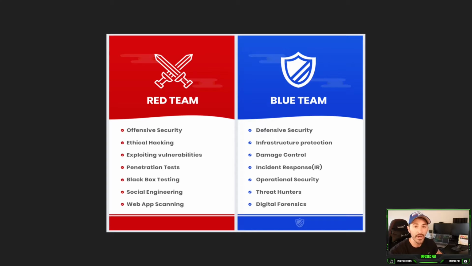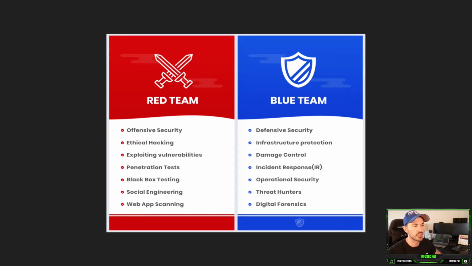And then on the right-hand side, we have blue teaming. This is the defensive side now, right? So we have infrastructure protection, damage control, incident response, okay? We have operational security, threat hunters, and digital forensics, all right? So I'll try to break this down as best as possible to differentiate both of them, okay?